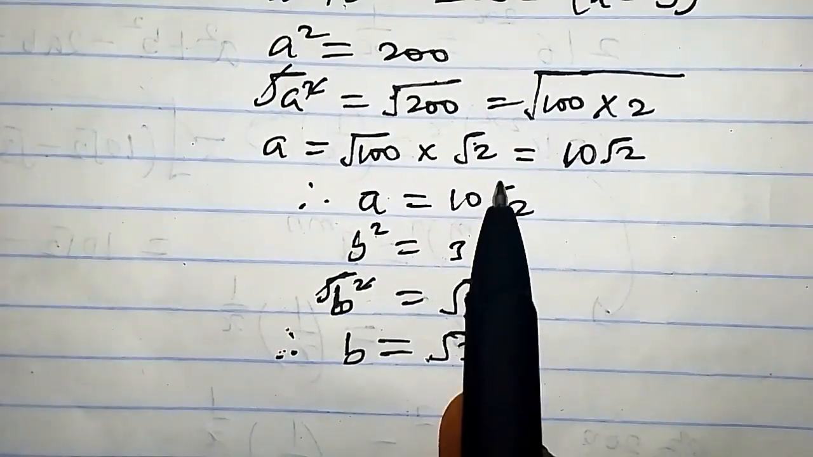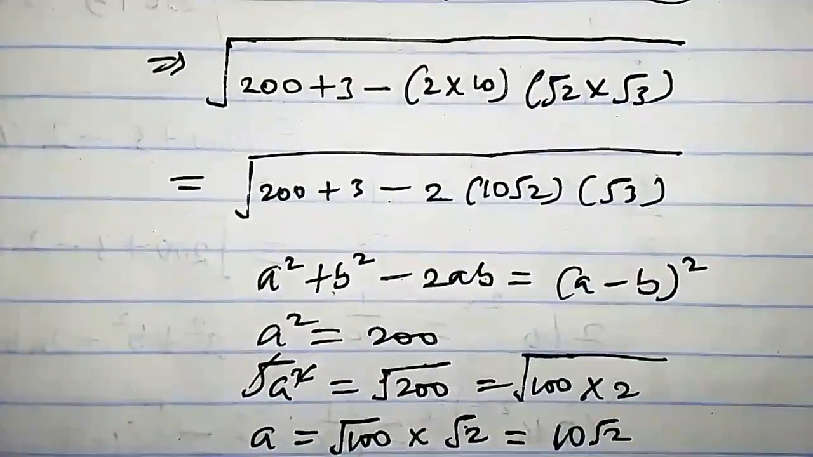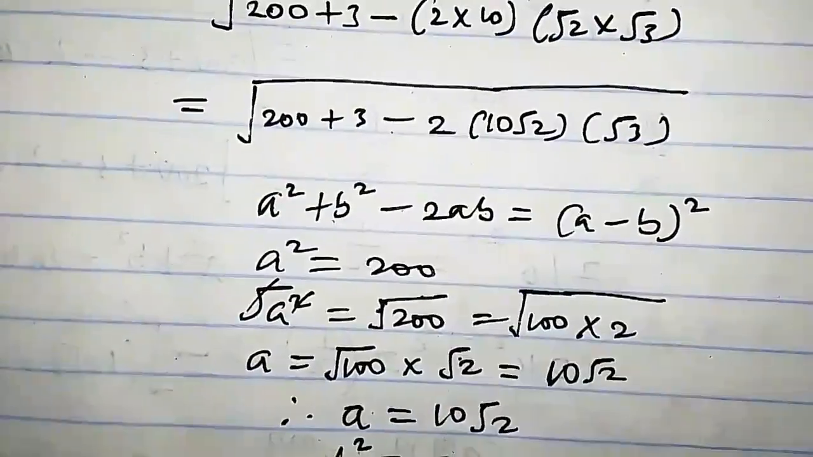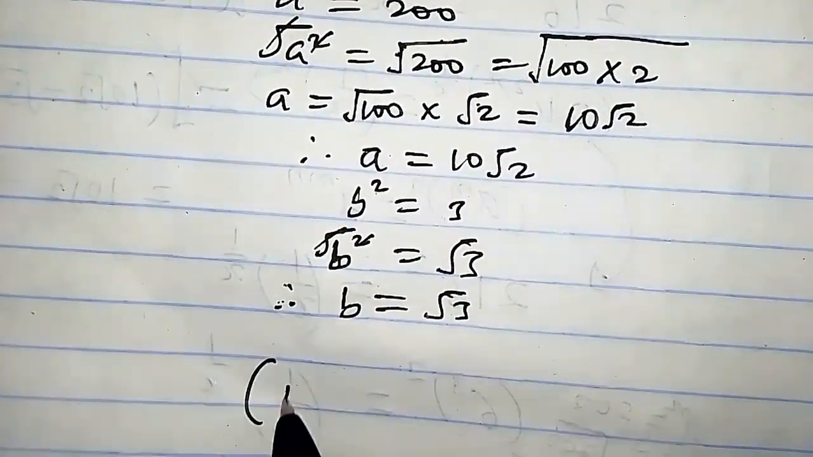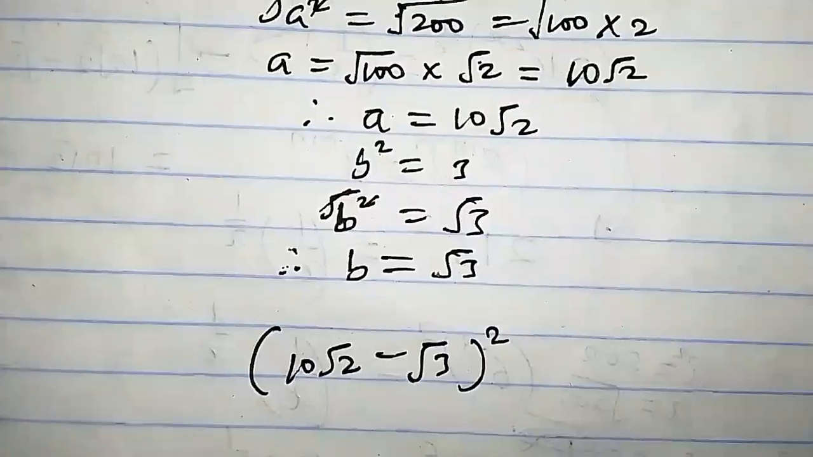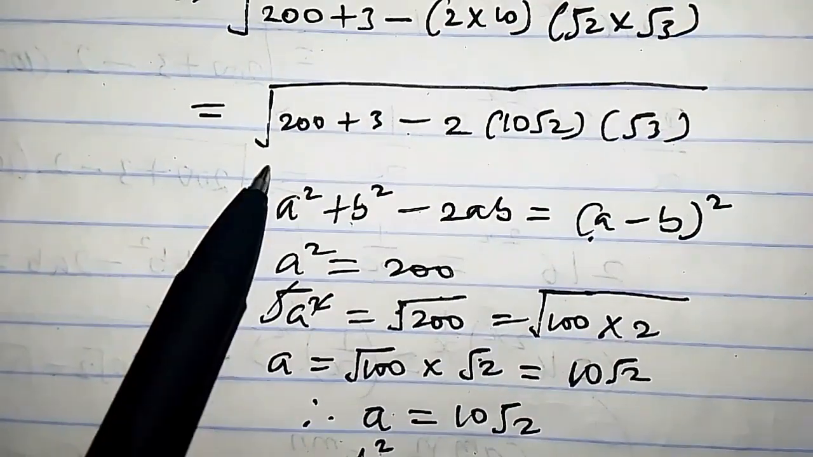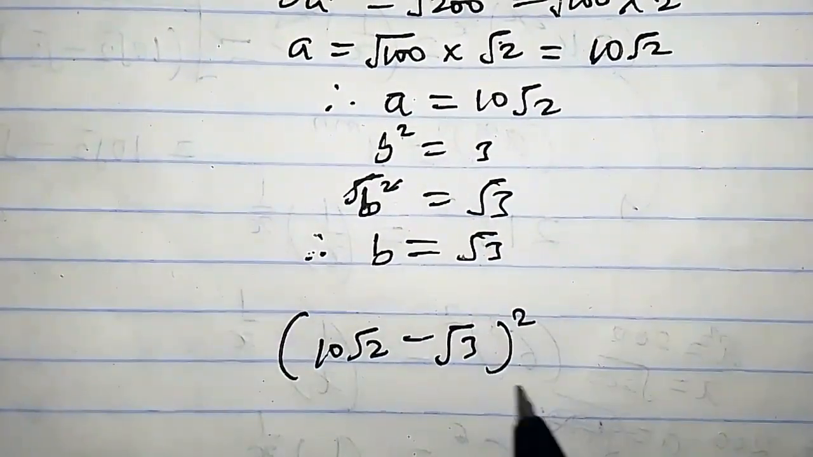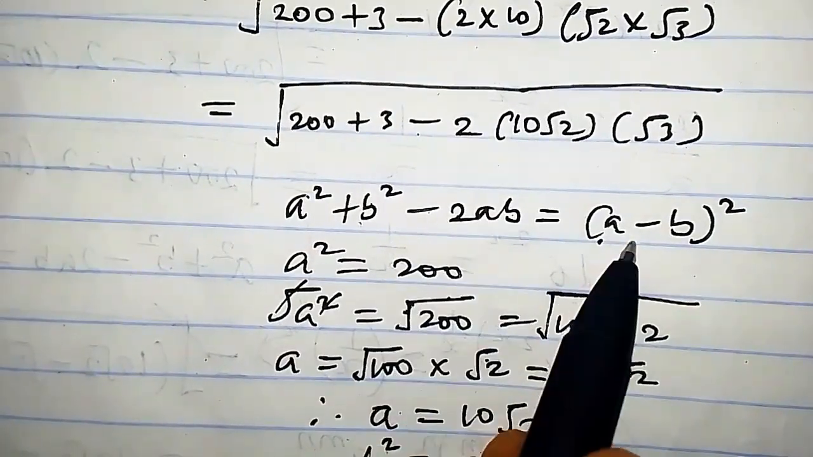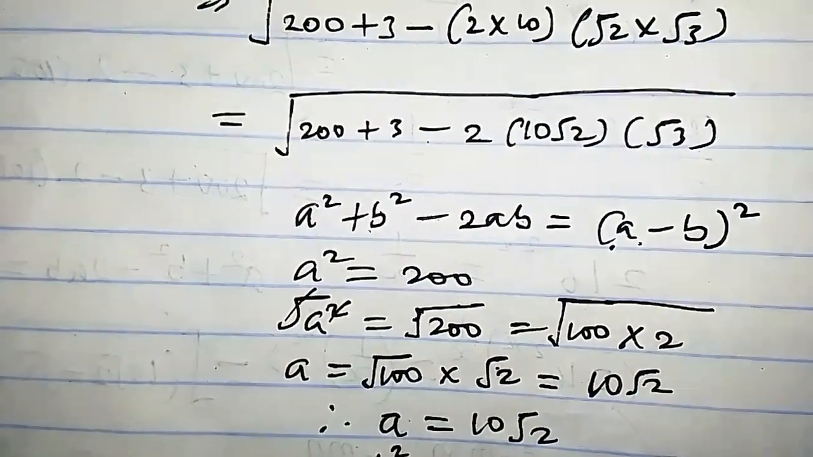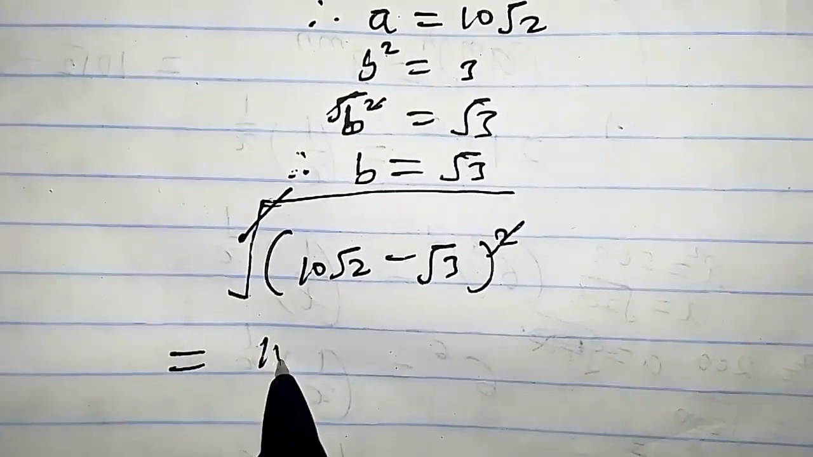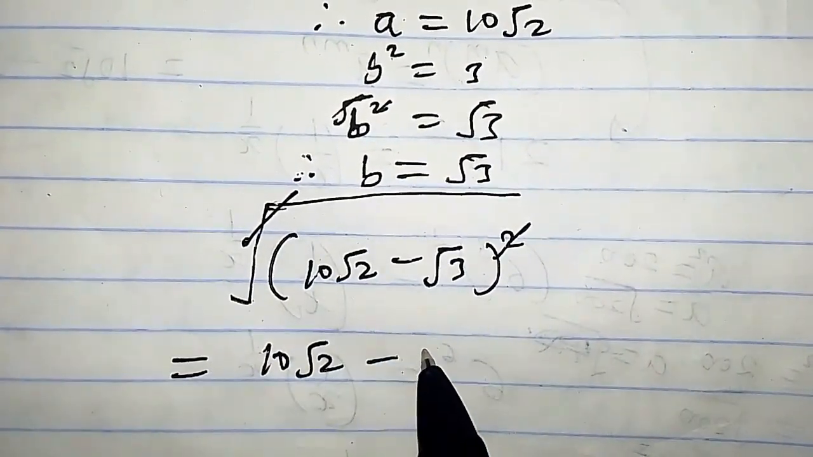Now that we have obtained the values of a and b, we are going to plug them into this expression. So we're going to have a, which is now 10 root 2, minus square root of 3, all squared. Note that this is where we are coming from. This is going to have a bigger square root. Since we replaced this whole expression with this, we have to plug it under this square root. So this equals, the square root takes care of the square, so we are left with 10 times square root of 2 minus square root of 3.